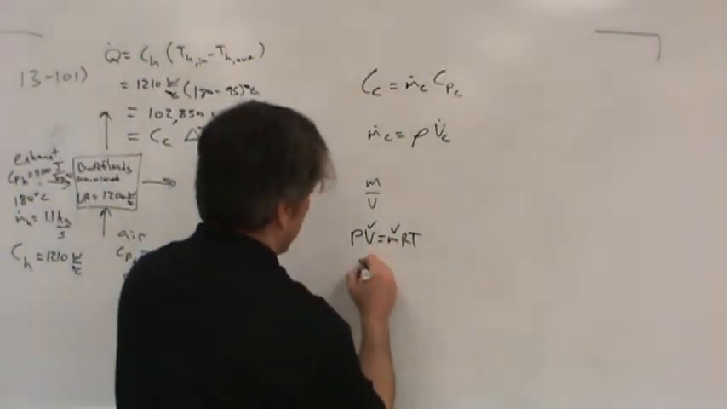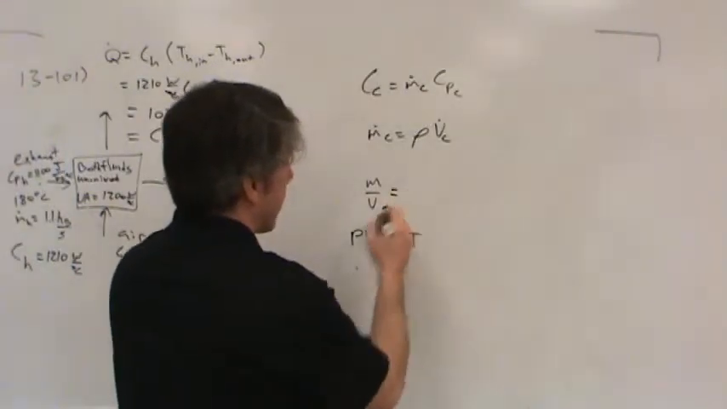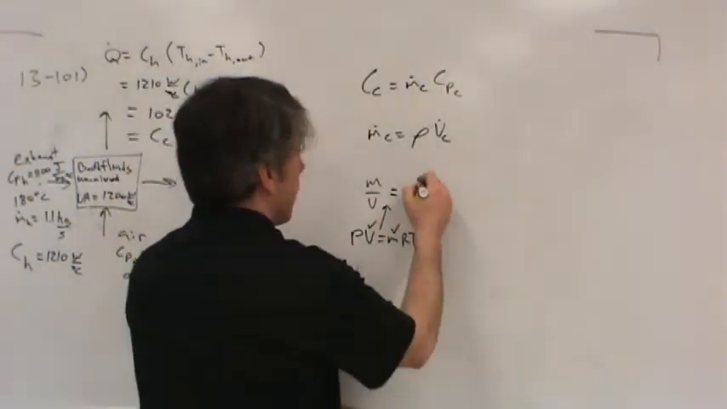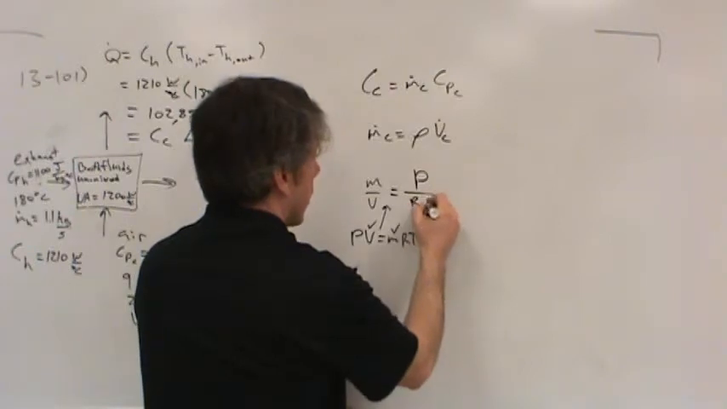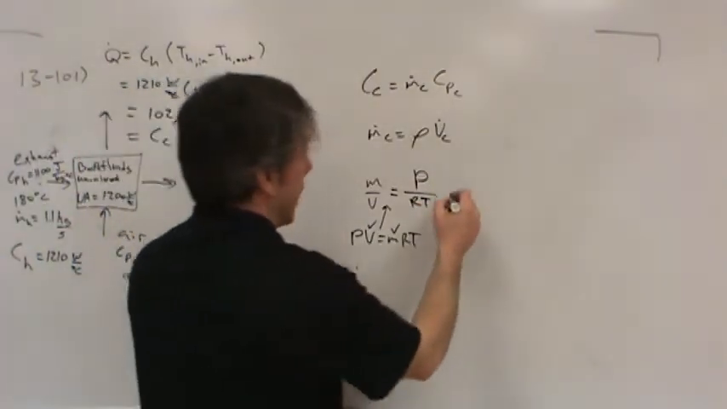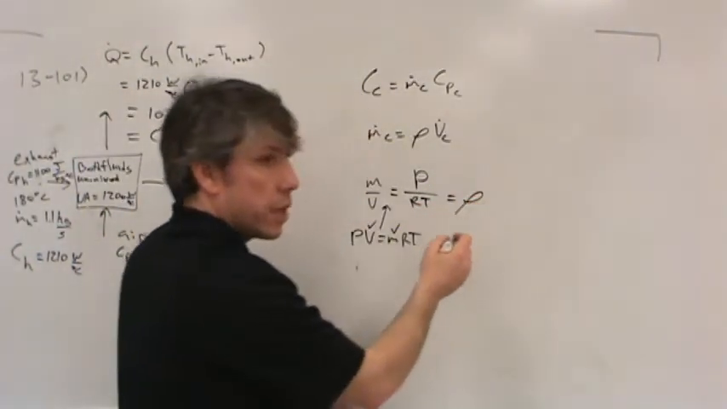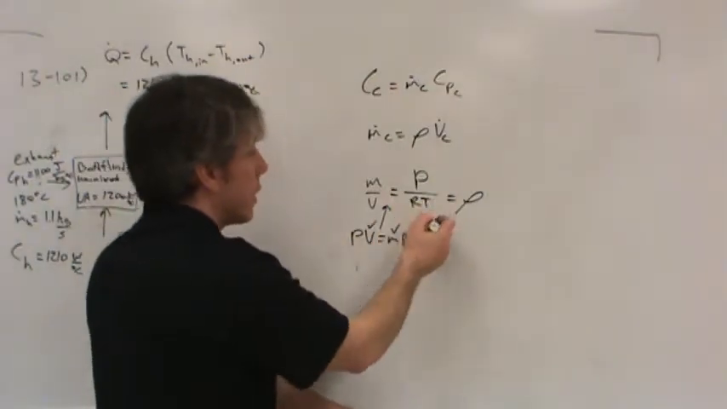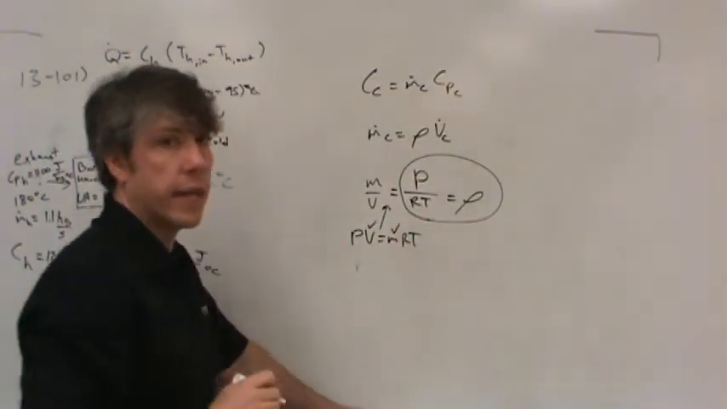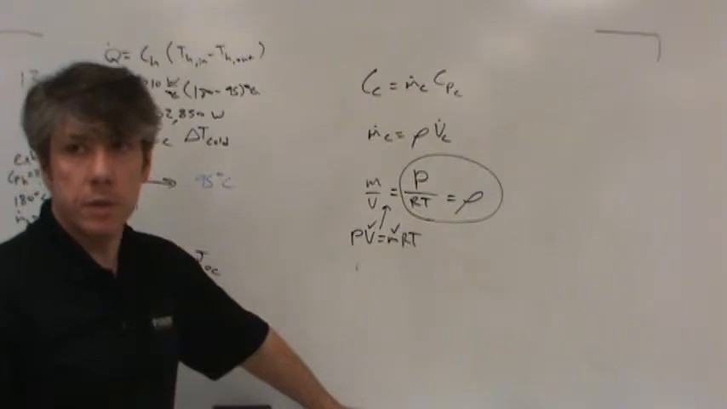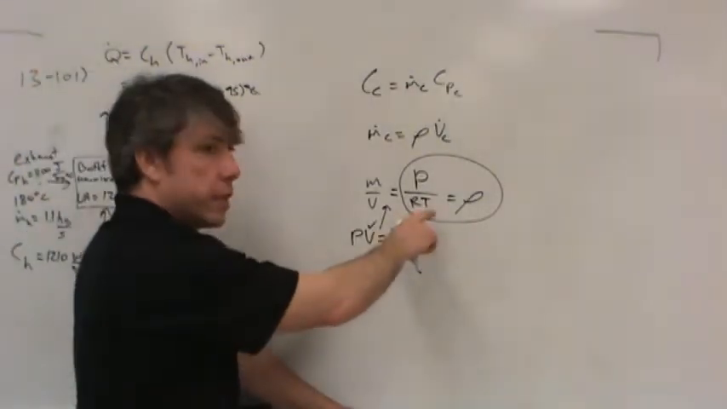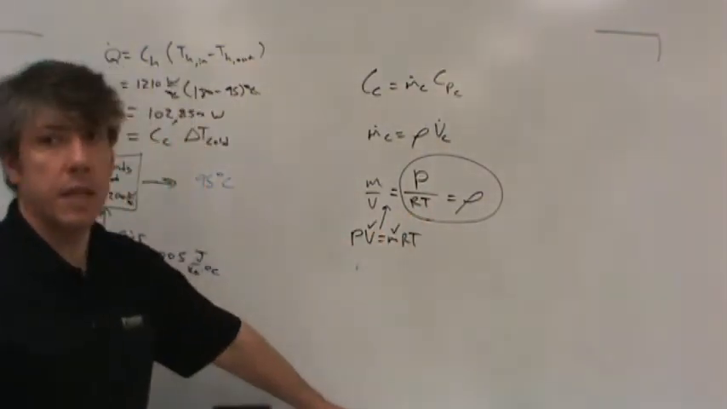In fact, if I solve for M over V from the ideal gas law, what you'll get is P over RT. So the nice little trick is that rho, the density of an ideal gas, is P over RT. You should write this down somewhere very handy. This is very, very useful. This is only good for an ideal gas, but it's awful handy to have around.